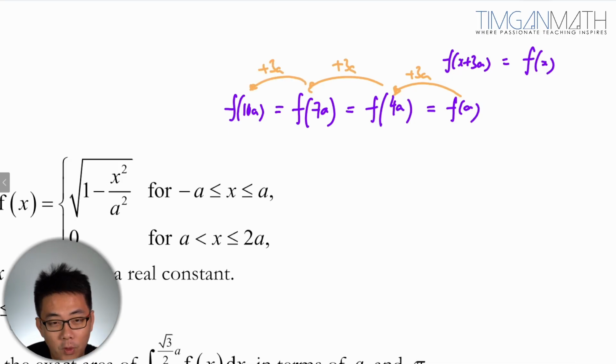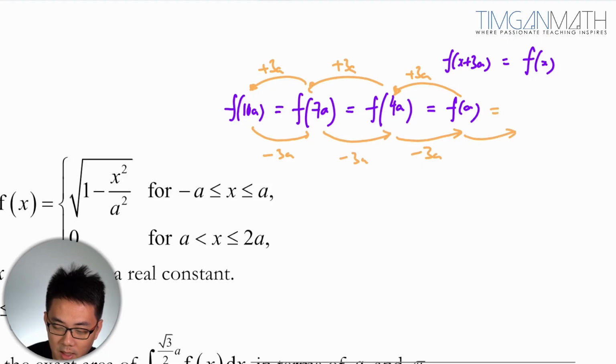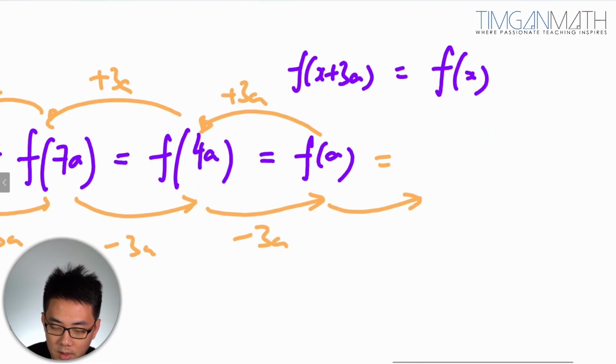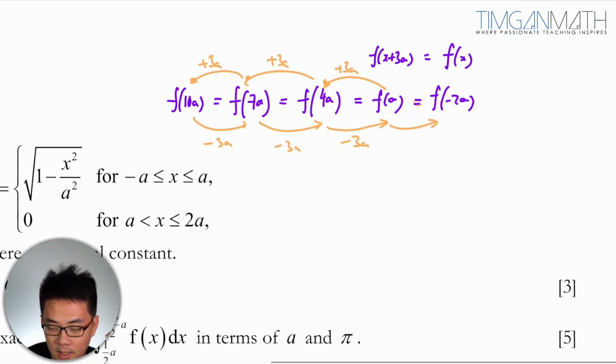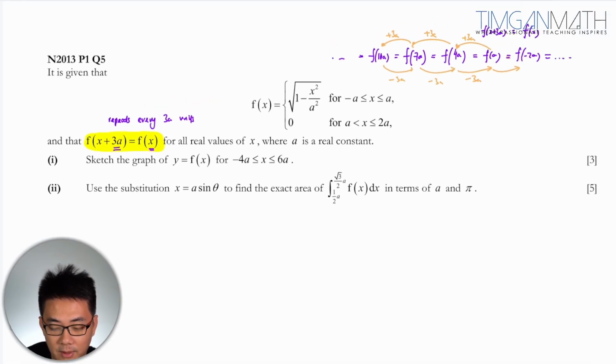Okay, don't forget, like if there's a forward, there's also a backward. So this is also minus a, minus 3a, minus 3a, minus 3a. So this means that if you do this, this is actually f equals to minus 2a. Okay, so it just goes on forever lah. You can just keep adding 3a. It repeats every 3a time. Just remember that.